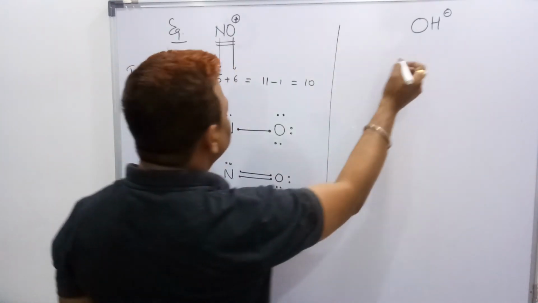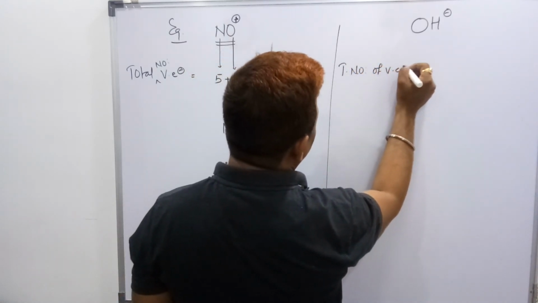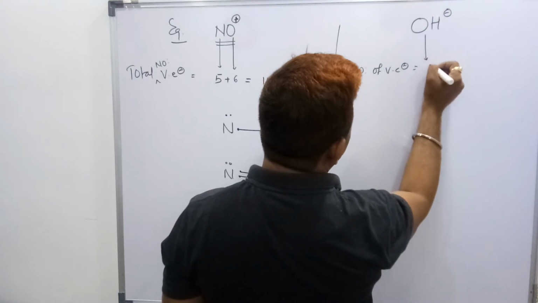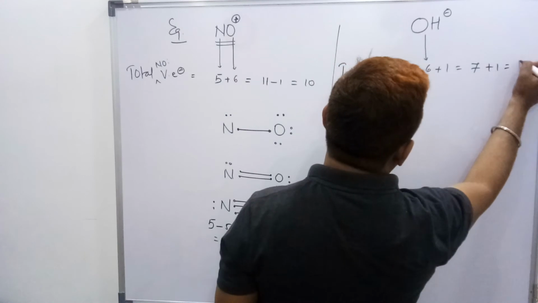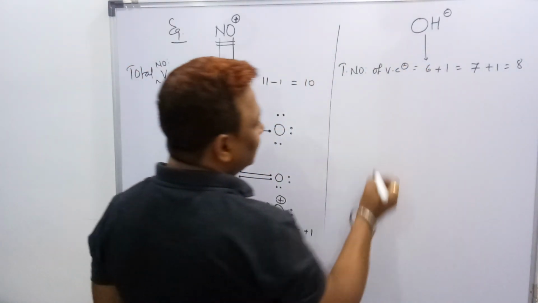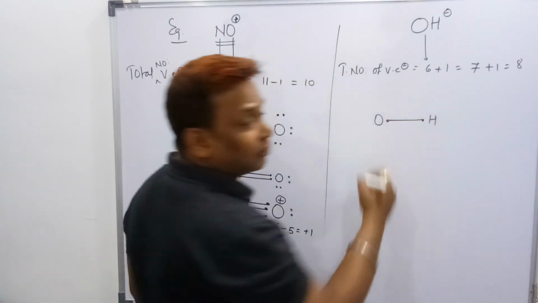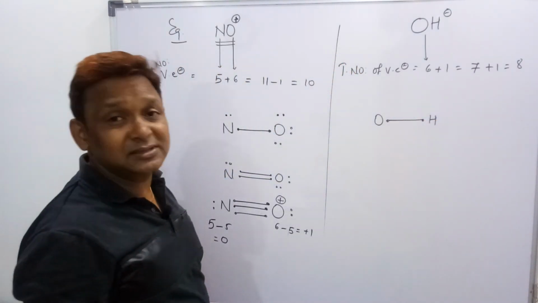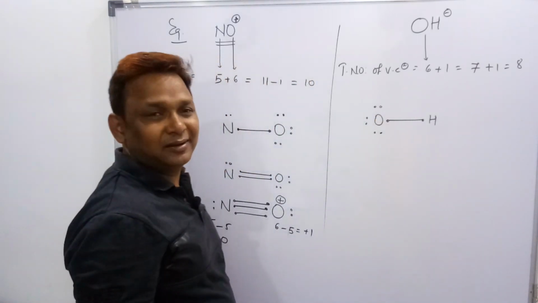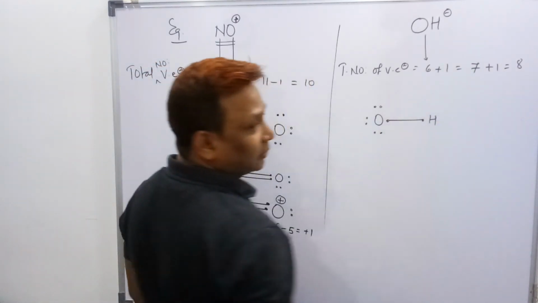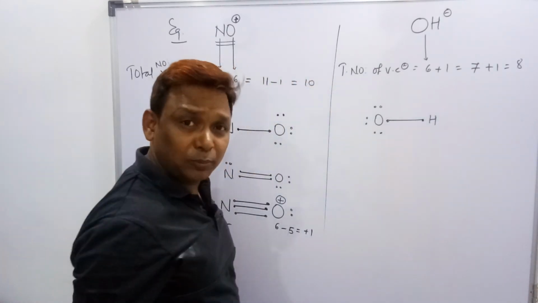Same thing we will try for the OH minus ion. Let us calculate the total number of valence electrons. Oxygen how many? 6. Hydrogen how many? 1. Total 7. One negative charge means a gain, so the total is equal to 8. Now oxygen is bonded with hydrogen. Out of 8 we utilize 2 electrons for making 1 bond. The remaining electrons left are 6. So in total 6 plus 2, 8 electrons we utilize, and oxygen completes its octet, as well as hydrogen, which completes its duplet configuration.